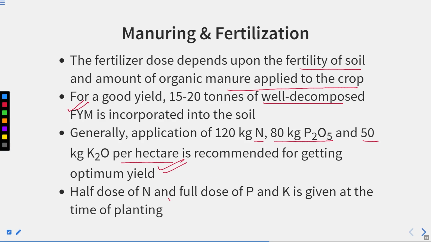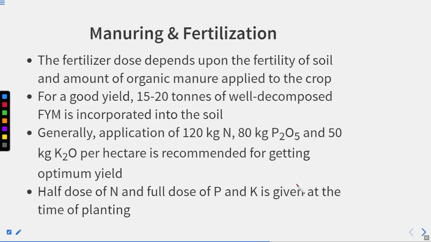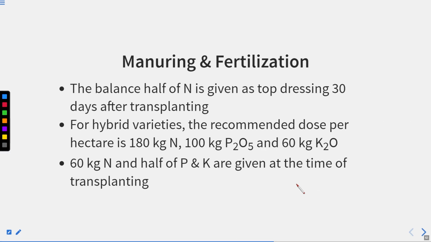Half dose of nitrogen and full dose of potassium and phosphorus are given at the time of planting. The balance half of nitrogen is given as a top dressing 30 days after transplanting.